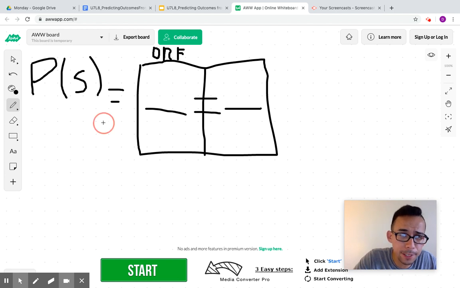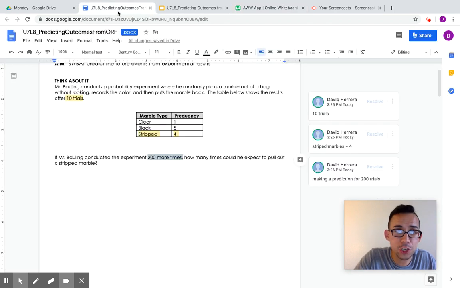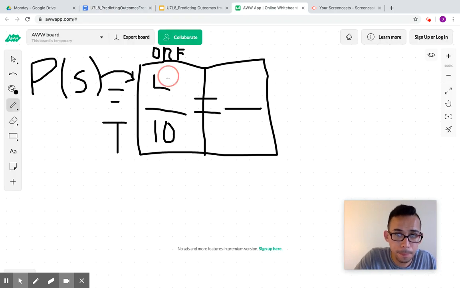These titles are going to be the same. We got the trials right here, and then what you're trying to find the probability for is going to go right here, okay? So we found out on that handout that Mr. Balling conducted 10 trials, okay? And out of those 10 trials, he selected a striped marble 4 times. This ratio over here is going to be for our prediction. So if you want to label it P to remember that, all these numbers right here, these 2 numbers have to do with the prediction, okay?